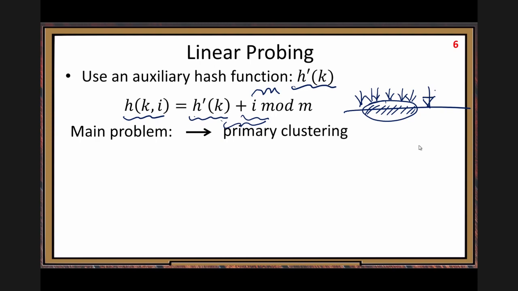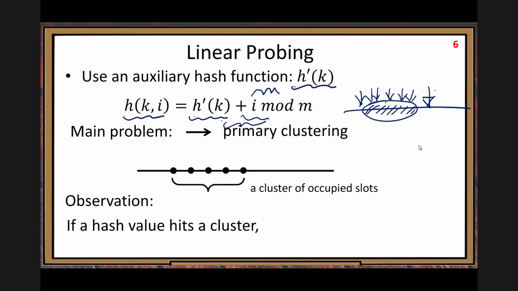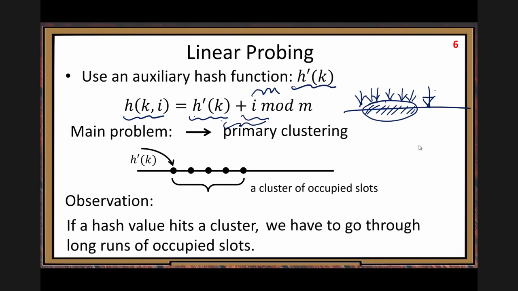All right. Okay, primary cluster. If a hash value hits a cluster, we have to go through long runs of occupied slots. That would result in bad efficiency of this algorithm.